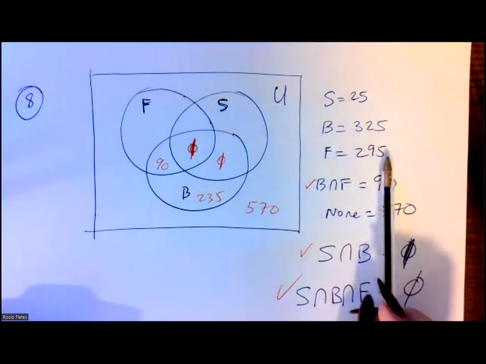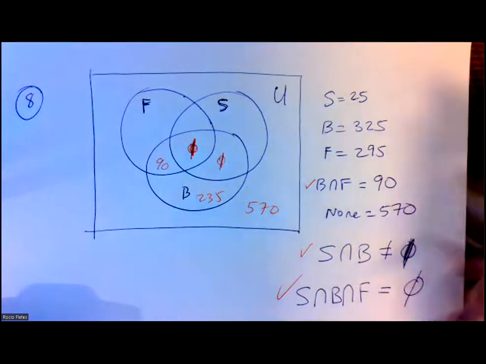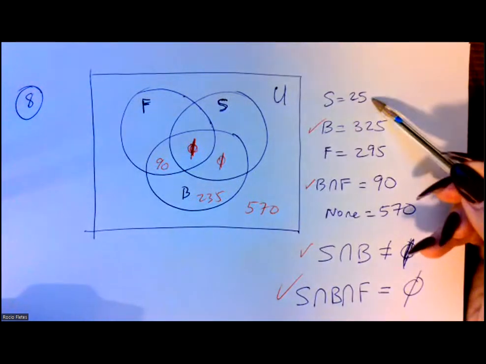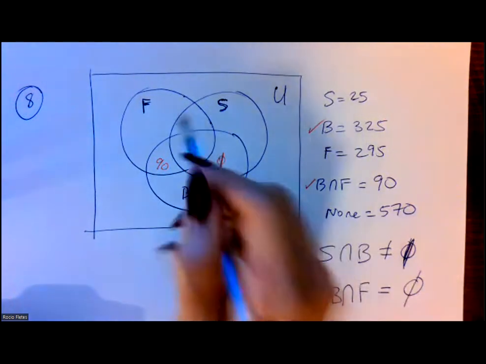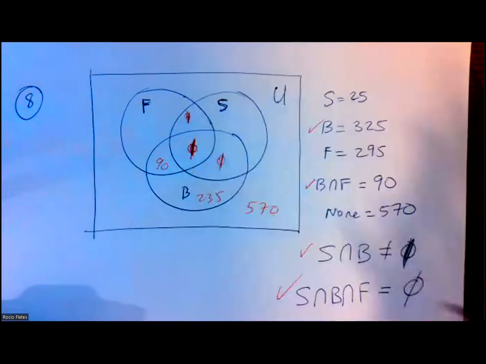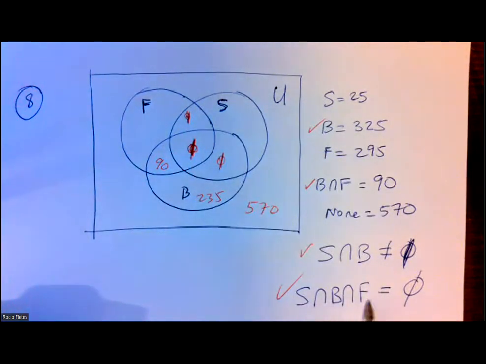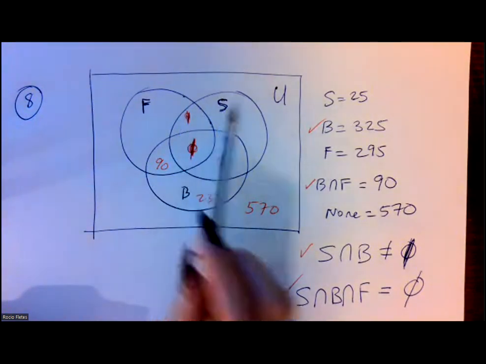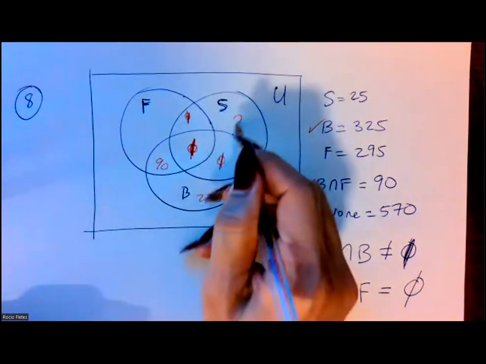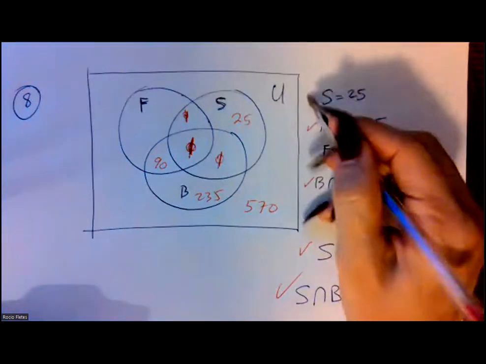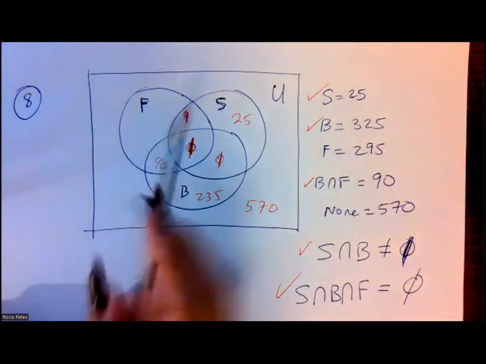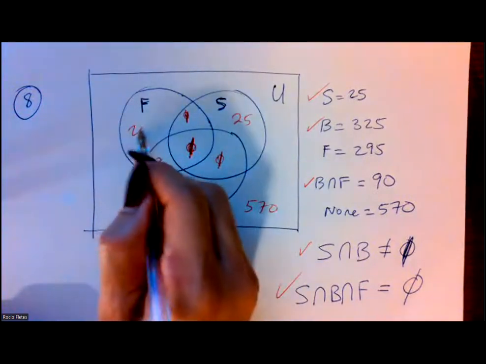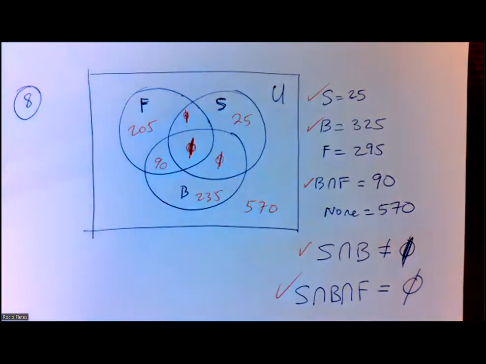And then I know that F is 295. Okay, I got B here. S is 25, right? F and S have nothing in common, so this is empty here, because you can see from this result that they have nothing in common. S is 25, so this must be 25 here. And then F here, 295, I have to subtract, so this has to be 205, because 90 is here. This is kind of different. That's why I wanted to do this one.